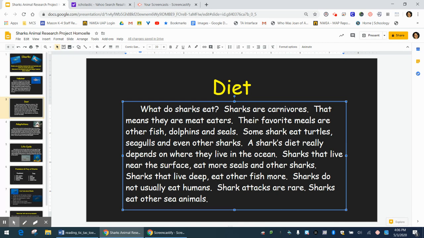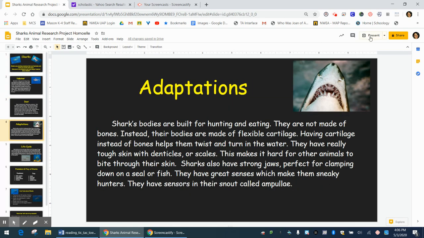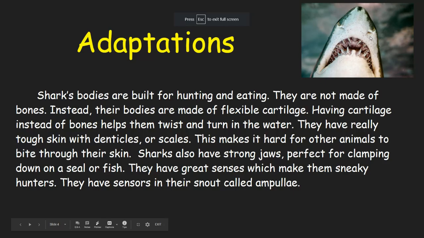All right, so the next paragraph is what you're actually working on today, and that is your adaptations. So you have a choice to do adaptations or life cycle. You might have an animal that has a lot of adaptations. In fact, all animals have some adaptations so that they can survive. You know that birds have different types of beaks for eating food. And in this case, sharks do have some fantastic adaptations to help them hunt. So listen to my topic sentence. Sharks' bodies are built for hunting and eating.